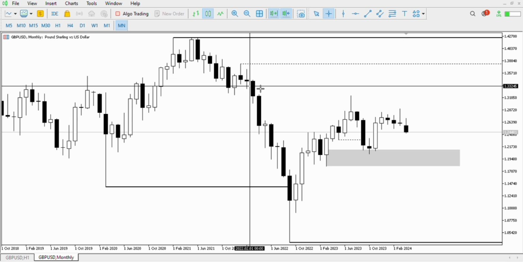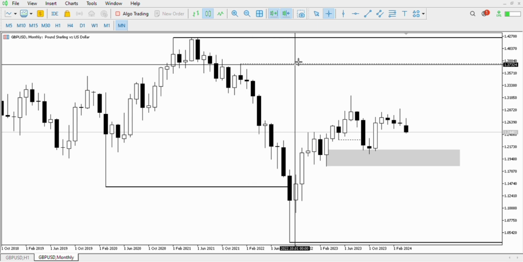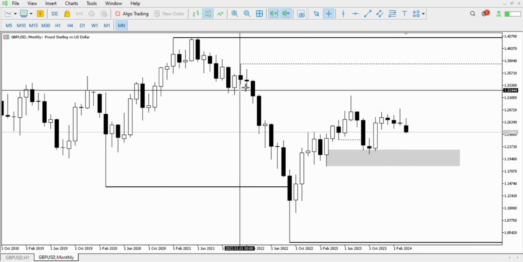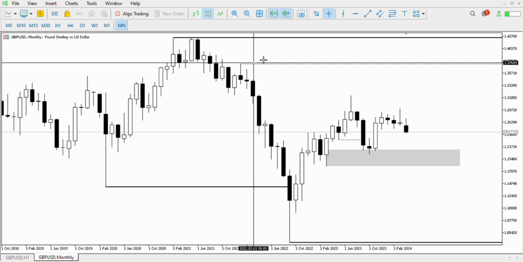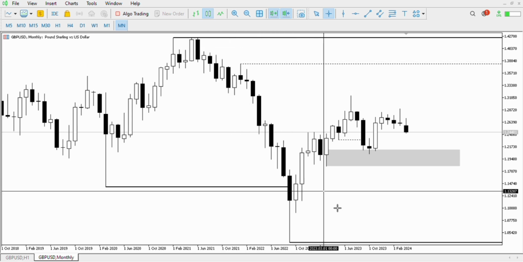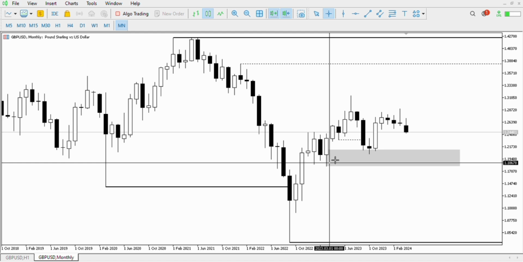Now beside this other block, above it, what do you think is resting above it? Above this area is liquidity. So it means I want to see price rise to this other block or above the other block to clear or sweep all this liquidity right here. So that is the general bias for GBPUSD on a monthly time frame.